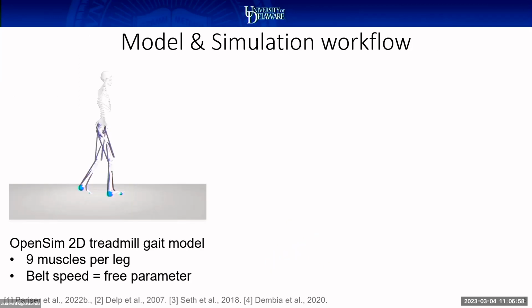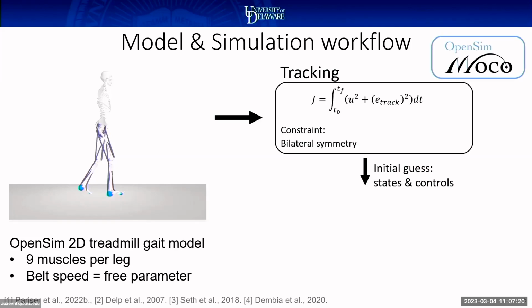So for starters, we use a 2-dimensional OpenSim treadmill gait model with 9 muscles on each leg and 2 contact spheres on each foot. We started by simulating a fixed speed treadmill. So we prescribed the motion of the belt that we added into this model. And for the adaptive treadmill simulations, we've since modified the belt speed to become a free parameter that is chosen by the simulation.